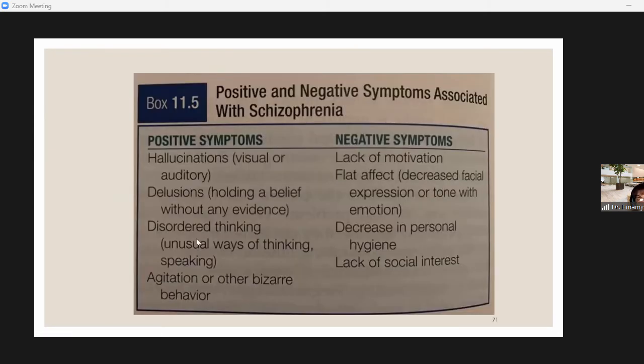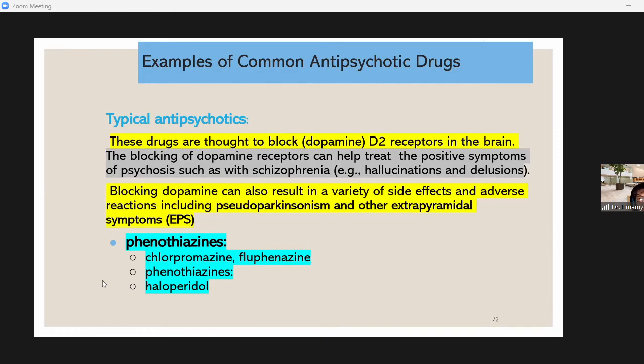Antipsychotic medications: we have typical and atypical antipsychotic medication. Typical antipsychotic medication like chlorpromazine, phenothiazines, and haloperidol. Some of them are stronger, like haloperidol, that is very strong. Some of them are weaker, like chlorpromazine. What are the side effects of phenothiazines?